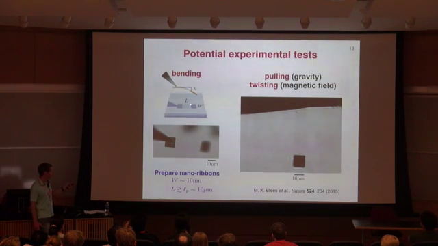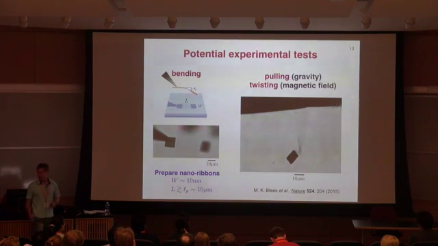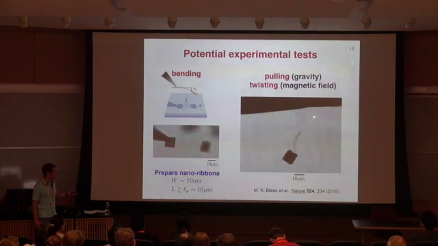I already showed you the results of the bending experiment. You could easily also do pulling by applying gravity, or just by applying magnetic forces on these probes, which can also be used to twist these ribbons. And this way we could test that indeed bending and twisting rigidities are renormalized in a non-trivial way as a function of the width of the ribbon.